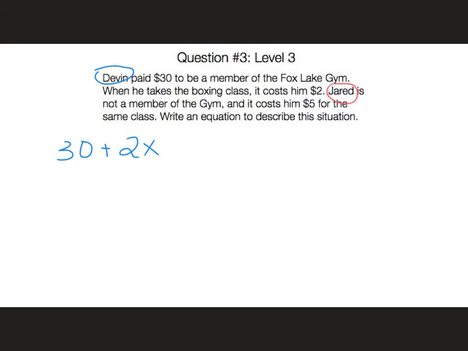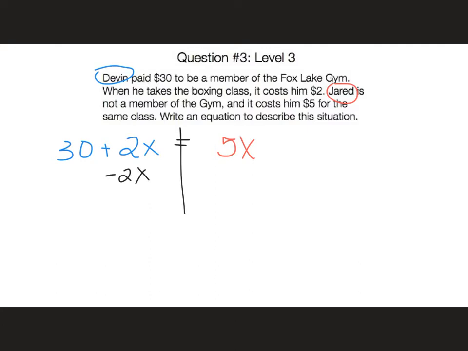Now Jared is not a member, so Jared did not pay that $30, but Jared does pay now a little bit more, $5 per class. So now we want to know, when are these going to be equal? That's part 1. Now part 2 is solving this equation.